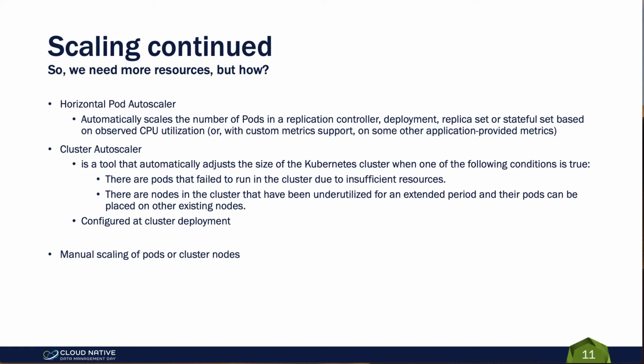If we need to go a little bit bigger and we think about a cluster overall, we also have a cluster autoscaler that we could configure. It's a tool that automatically adjusts the size of your Kubernetes cluster when one of the following conditions is true. There's pods that have failed to run on the cluster due to insufficient resources, or there's nodes in the cluster that are underutilized for an extended period of time, and the pods could run on another node if they scaled down the size of the cluster. And that's great, because that scales up and scales down the size of your cluster as you need.